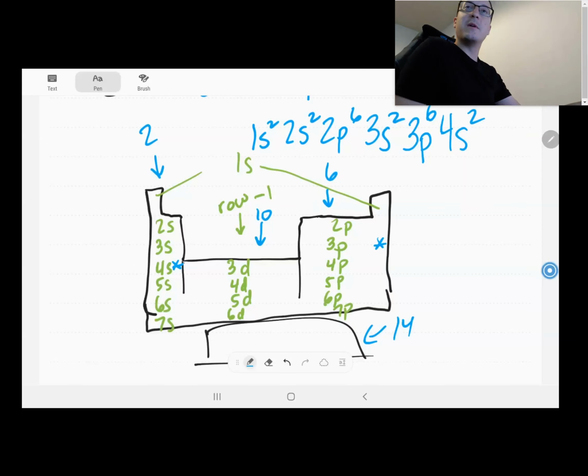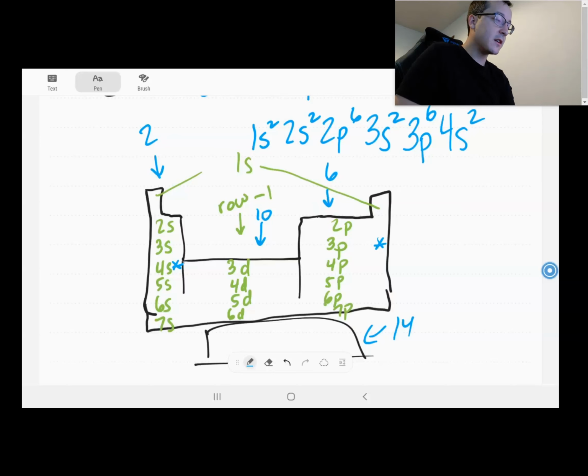Yeah, Robert, what about 2p? Yes, sodium is in 2s. I'm sorry, 3s. So the 3s2 is both sodium and magnesium.